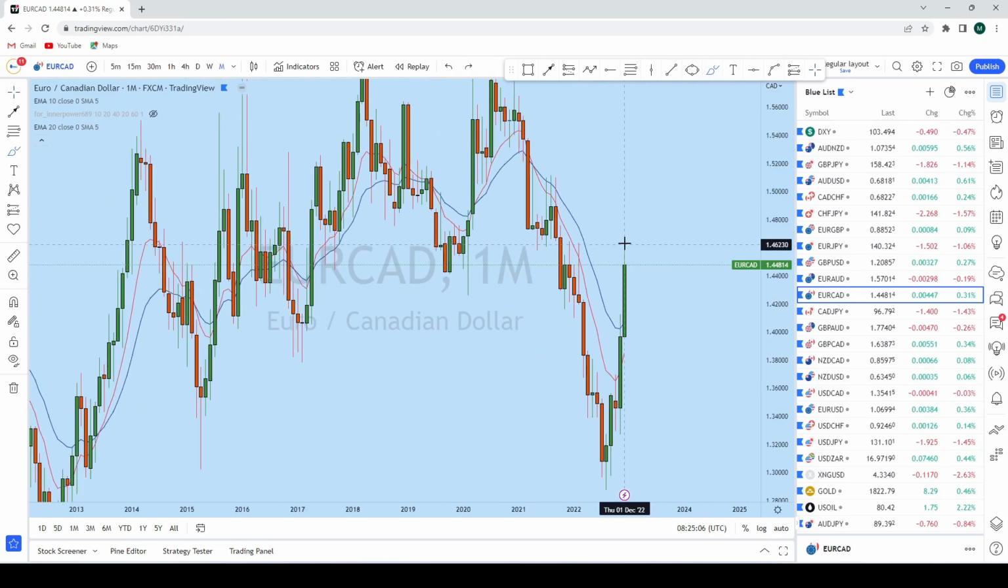But what do you see on the monthly, at the same time EURCAD is facing a monthly resistance zone with this monthly pin bar. So from there we might see a deeper retracement on EURCAD.